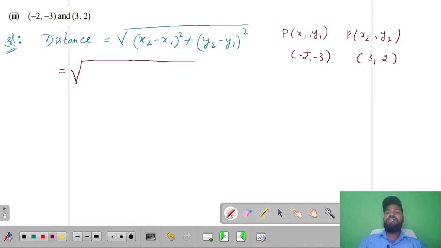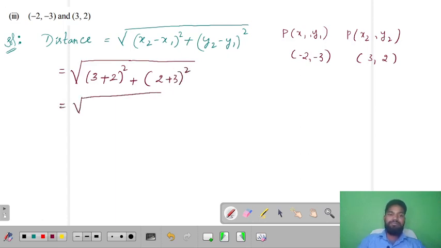What is the x2 value here? The x2 value is 3. 3 minus, what is the x1 value here? Minus 2. Minus into minus becomes plus. Plus the y2 value, which is 2, and the y1 value is minus 3. Minus into minus becomes plus. Are you clear? Next, 3 plus 2 is 5, whole square. 2 plus 3 is 5.